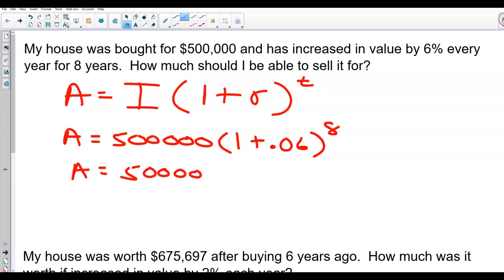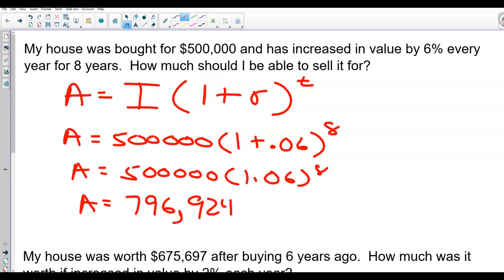So essentially my number is going to be this. That's what you can type right into your calculator. You can type it like that, or you can do 1.06 to the 8th power. Remember, we've got to do the exponent first. So 1.06 to the 8th times 500,000, and I believe your new amount's going to be $796,924.04.